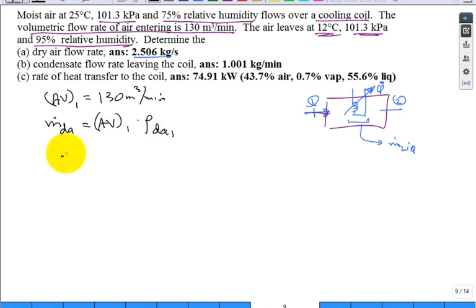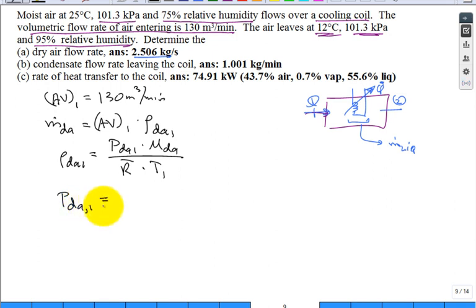The density of the dry air coming in at 1 using the ideal gas equation is the pressure of the dry air coming in at 1 times the molar mass of the dry air divided by R bar T1. Where did that equation come from? Ideal gas. What is the partial pressure of the dry air coming in at 1? The total pressure at 1 minus the vapor pressure at 1.